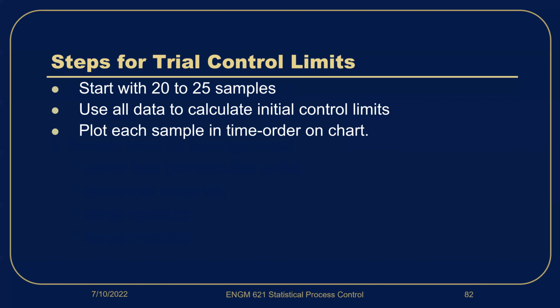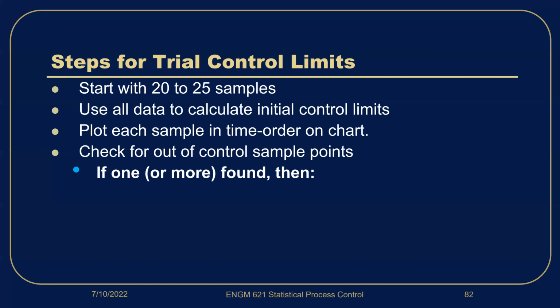Then we plot each sample in time order on chart. Plotting each sample means for each sample, there is 1 X-bar and 1 R. We plot the X-bar as 1 point in X-bar chart and the R as 1 point in the R chart. So 20 to 25 samples means we have 20 to 25 points in X-bar chart and in R chart. Next, we check. We check for out-of-control sample points using Western electric rules or other sensitizing rules.